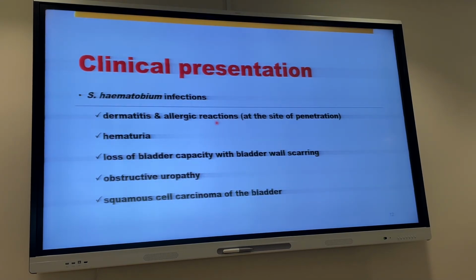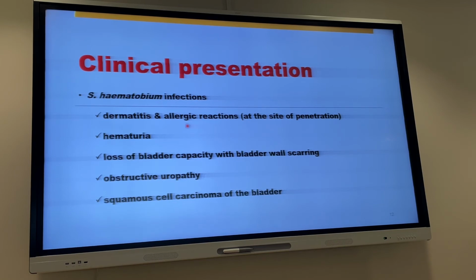So how does the patient present? At the site of penetration of the cercaria, you can have dermatitis or some form of allergic reaction. Now, I want you to note that the dermatitis associated with human schistosoma species is different from a swimmer's itch. Have you heard of the term swimmer's itch? Yes. Okay. With swimmer's itch, it's usually due to species that don't infect humans, usually non-human species, okay?